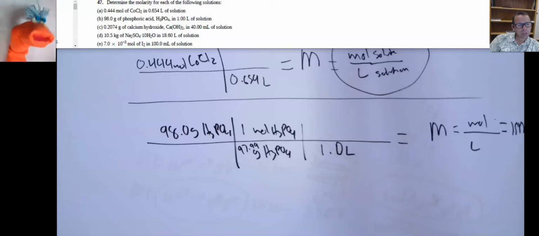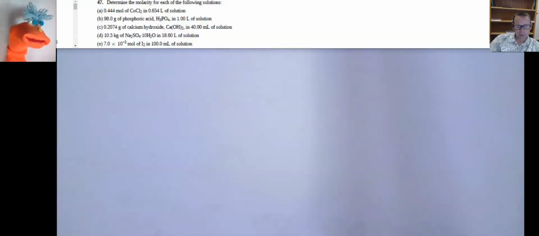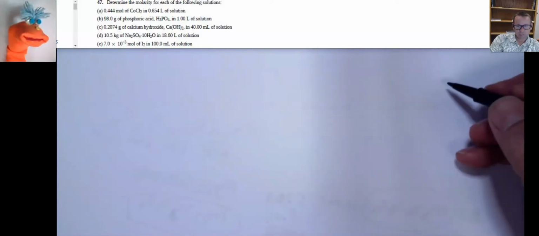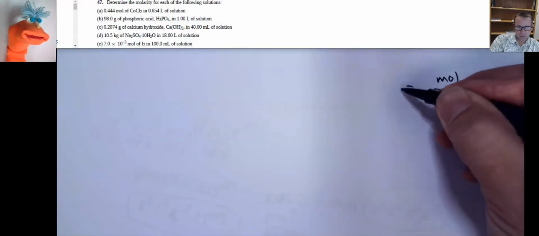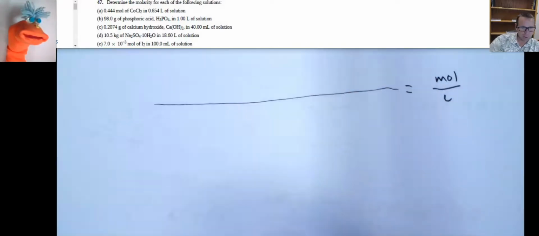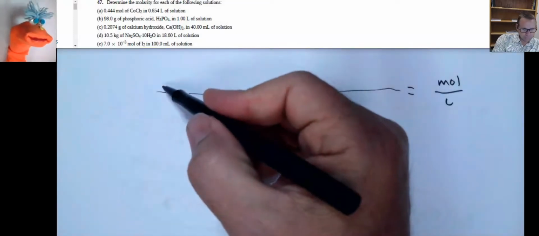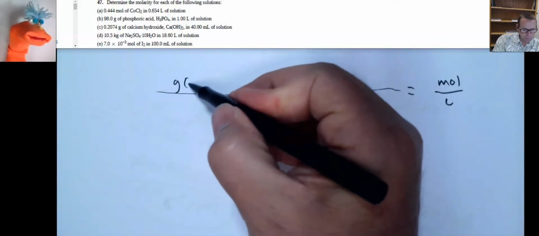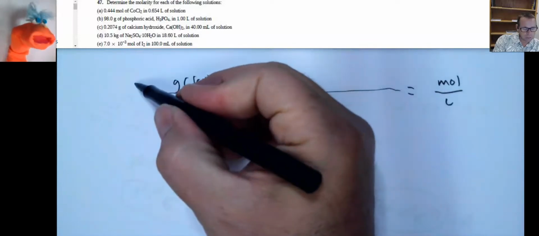0.2074 grams of calcium hydroxide in 40 mils of solution. All right. So I want my units on the right to be what? Moles per liter. That's right, moles per liter, because that's what molarity is, right? And we want to find the molar concentration of the calcium hydroxide in solution. What's on the top left here? Your grams of calcium hydroxide? Very good. Grams of calcium hydroxide. How much is it? 0.2074.